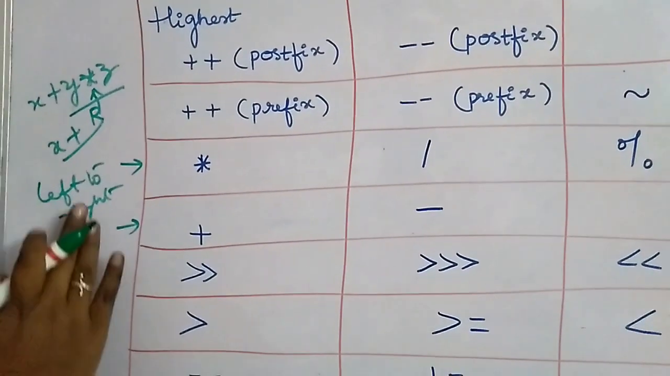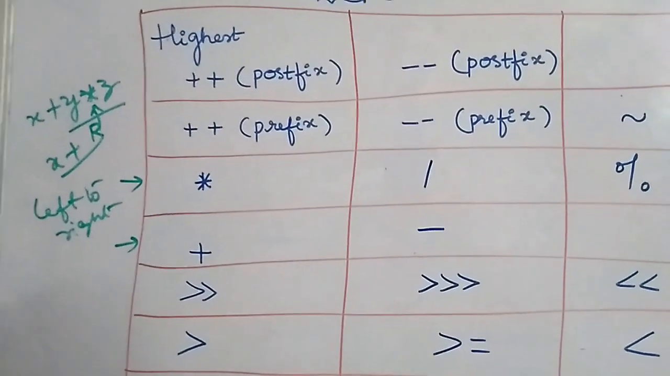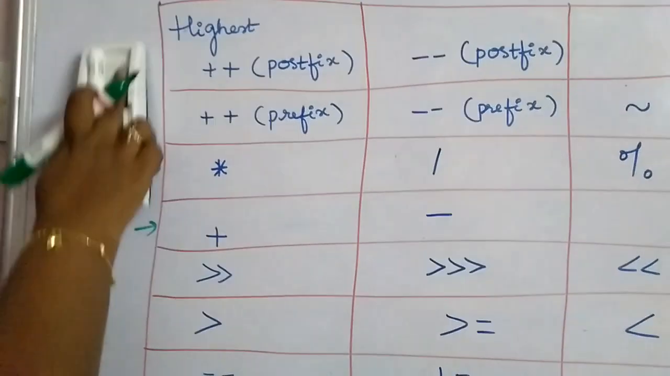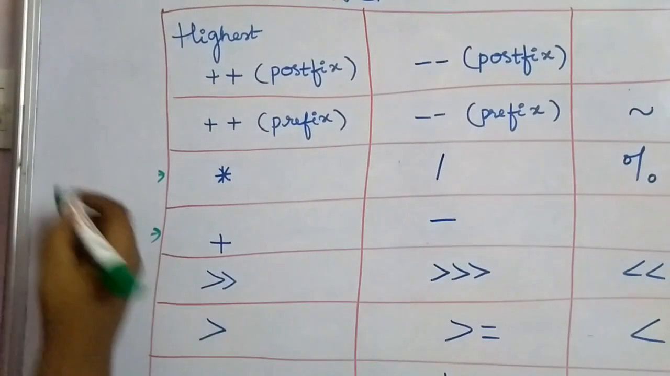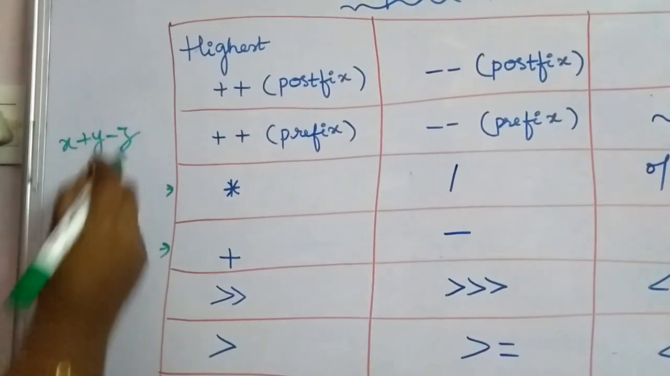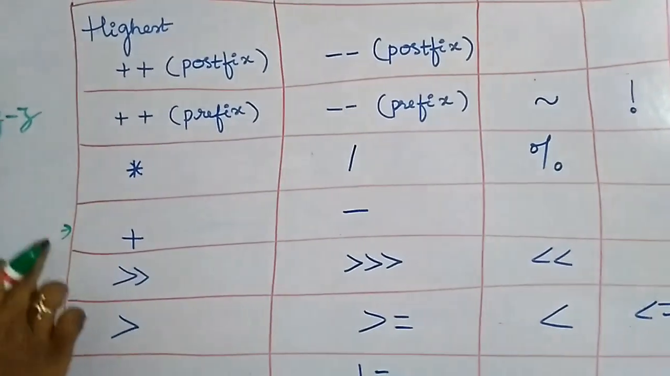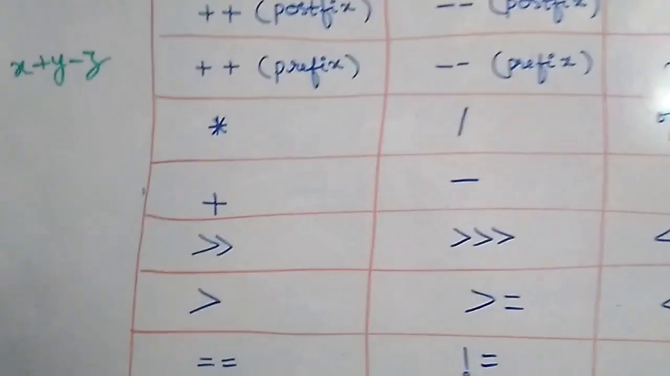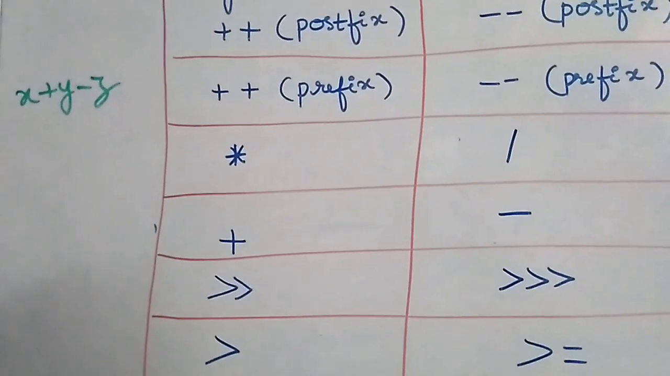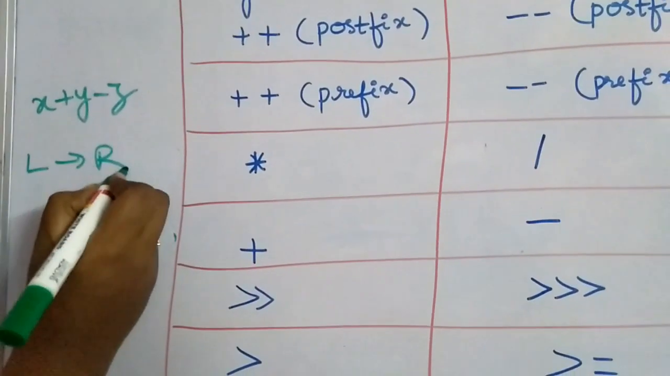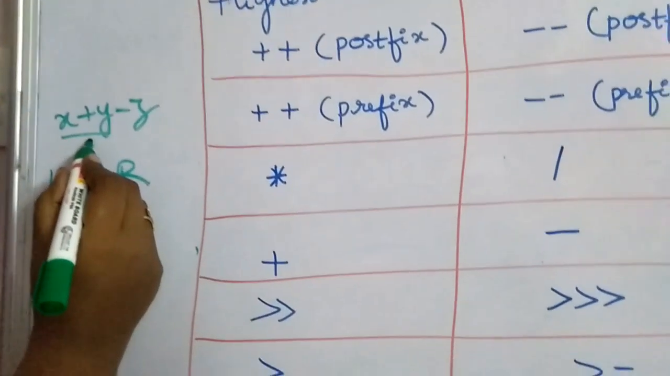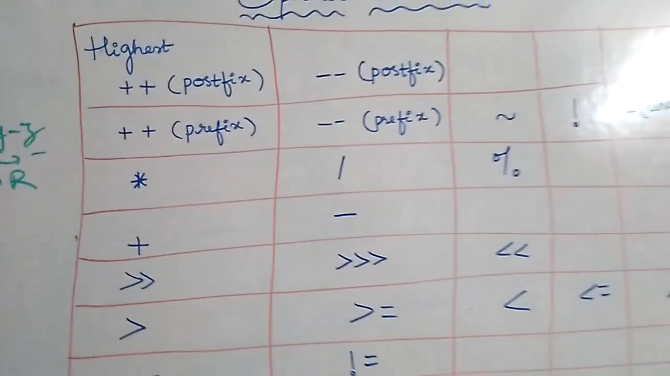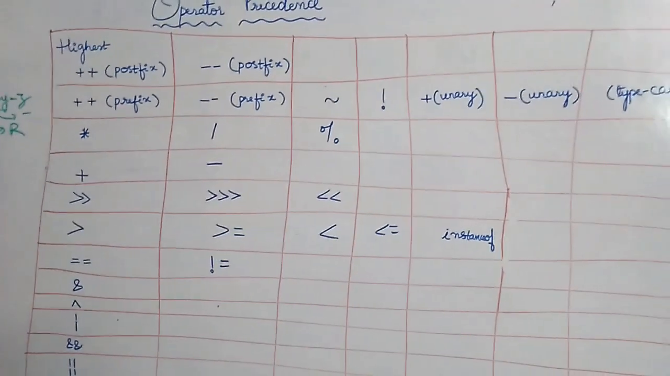Also, in some cases I will have operators with the same precedence. Say x plus y minus z, where plus and minus have the same precedence. In that case, the evaluation will happen from left to right. So first x plus y will happen, and then z will be subtracted from the result. These are some of the rules you have to follow while framing your expression.